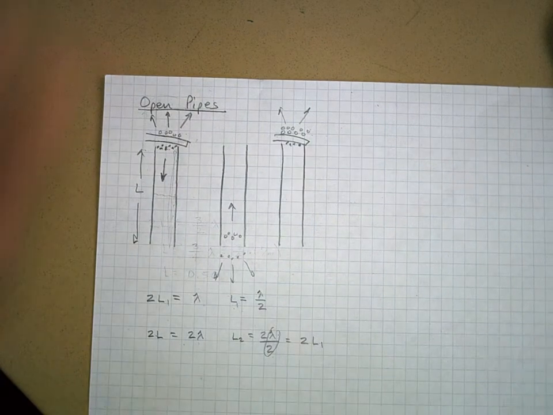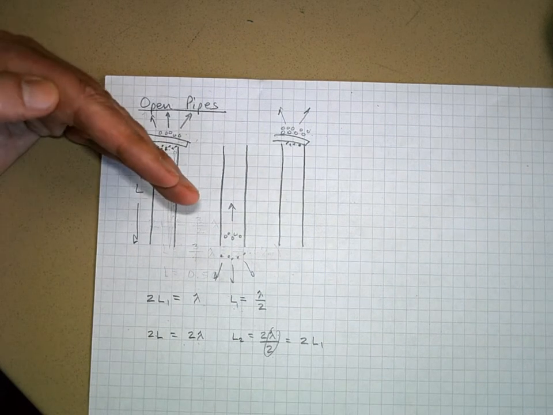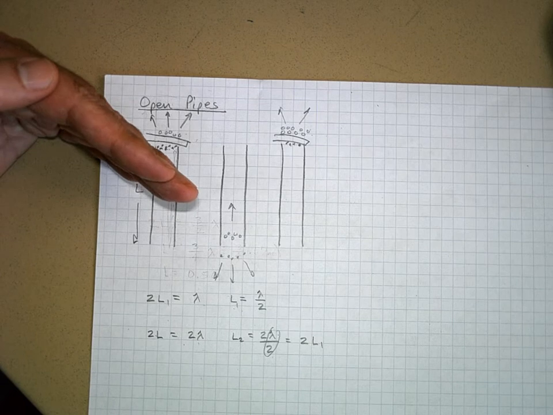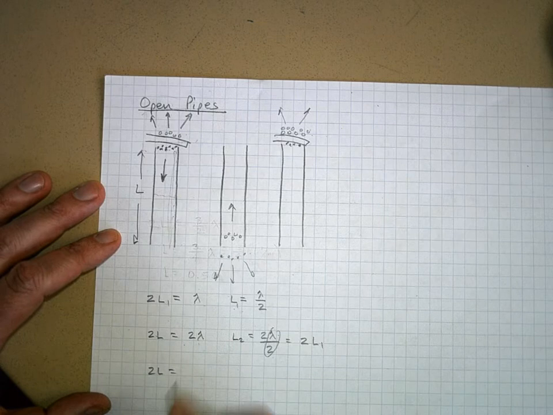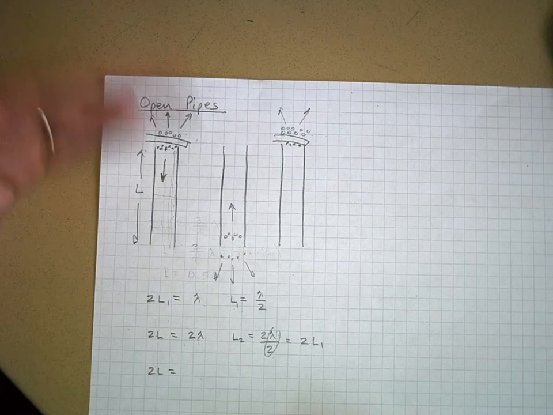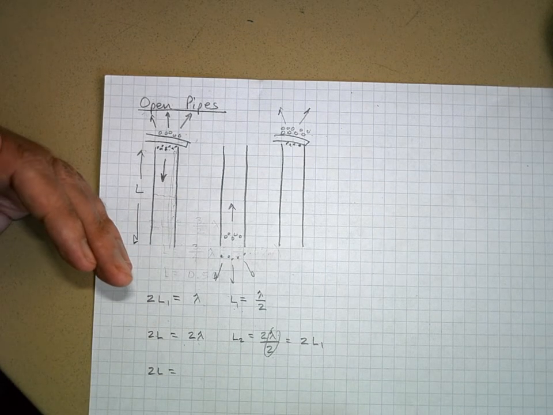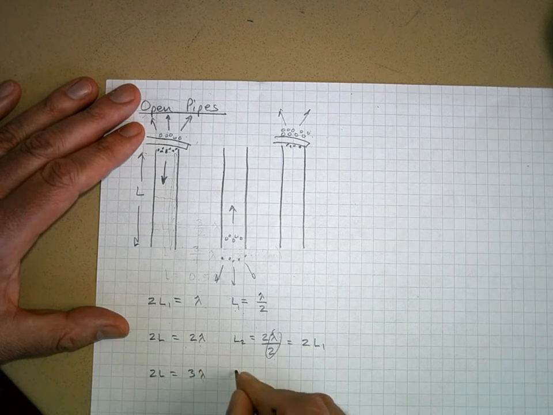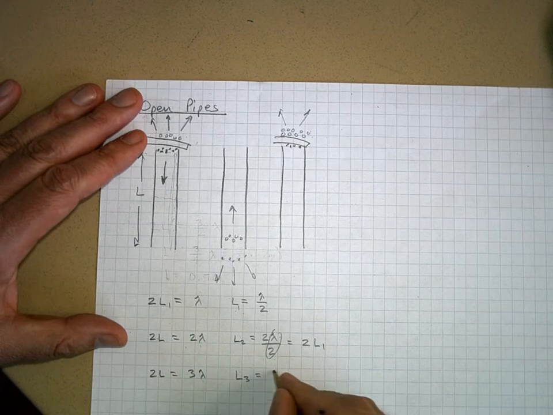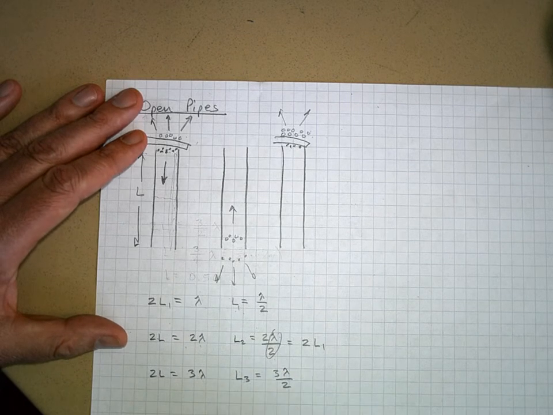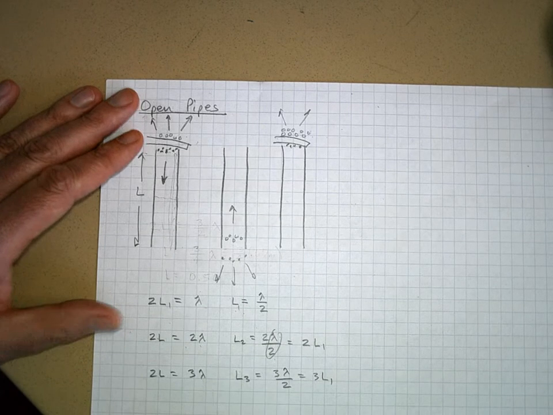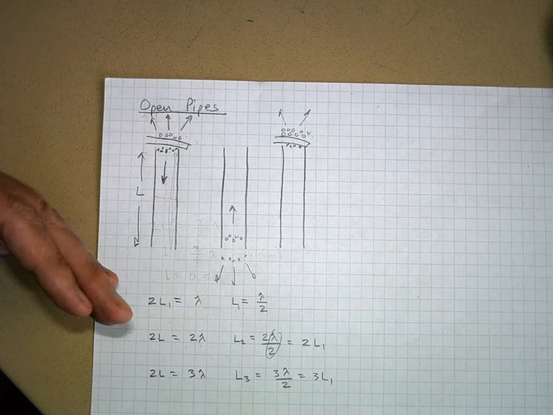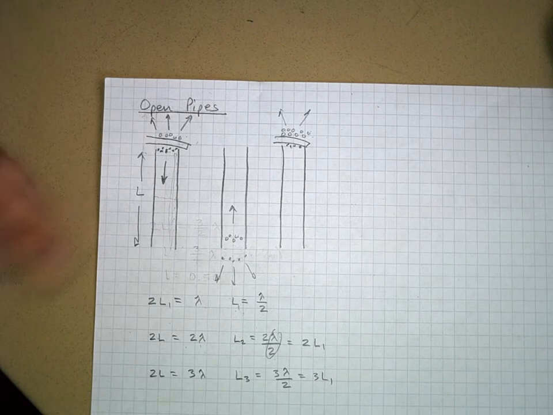Now, what if I made the pipe even longer? So now the tuning fork has time to go up, down, up, down, up, down. Well, twice the length of the pipe is going to be equal to up, down, up, down, up, down. How many wavelengths? 3. So L3 is going to be equal to 3 lambda over 2, which is equal to, oh, look at that, 3 L1. And then up, down, up, down, up, down, up, down, 4 L1. Up, down, up, down, up, down, up, down, 5 L1.